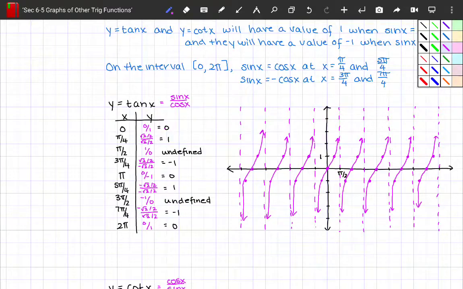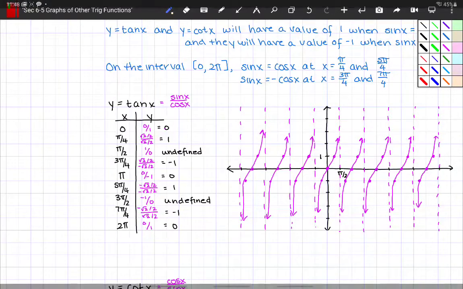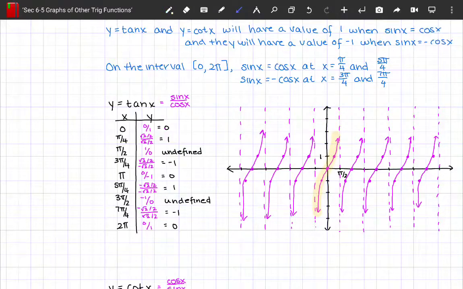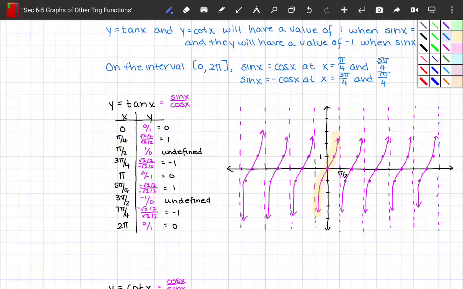Now, if you take a look, one period, this is one period right there. And the distance that it takes to repeat between pi over 2 and -pi over 2, that's actually a distance of pi units. This actually is the first time we're seeing a different period. The period of this graph is pi, not 2 pi. And again, we don't have an amplitude. So there's your tangent graph.